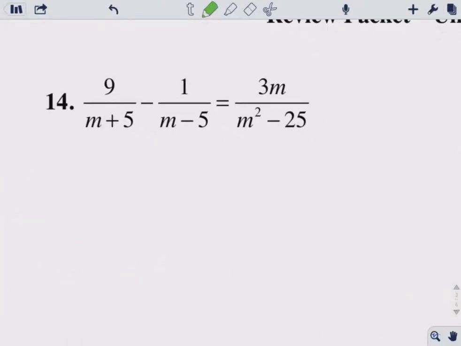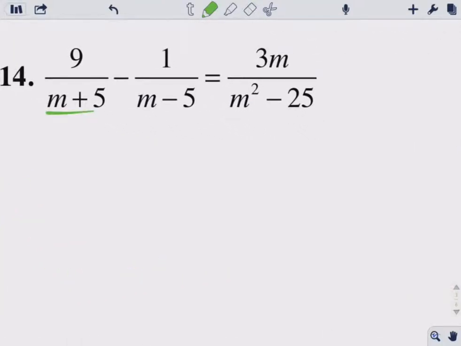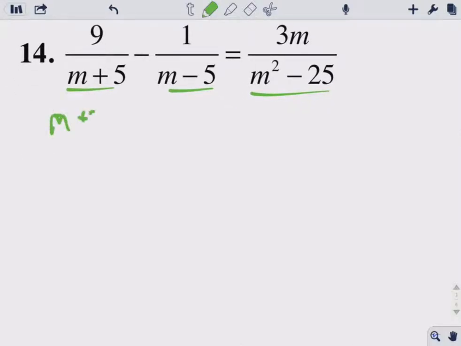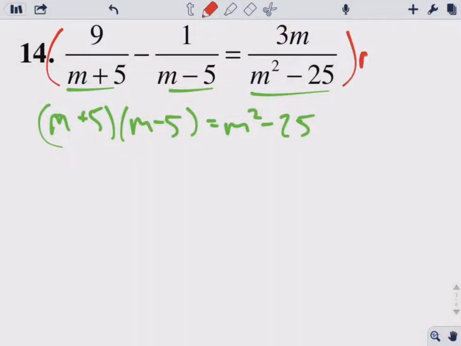Okay, moving on. Well, that and that are the denominators. Well, it turns out that m plus 5 times m minus 5 equals m squared minus 25. So that works as a GCF, m squared minus 25, which does make our life a little bit easier because that means things cancel.